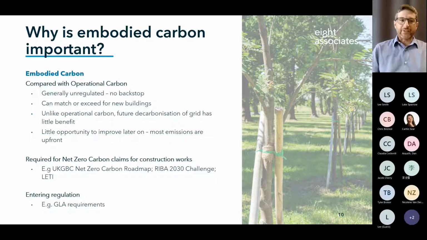The last point there is that it is starting to enter regulation in one or two areas. So the Greater London Authority now requires big projects which are called into the GLA to have a whole life carbon assessment carried out, and a circular economy statement as well. So that's the example of, through the planning system, where it's starting to become kind of, I say regulation in speech marks there.